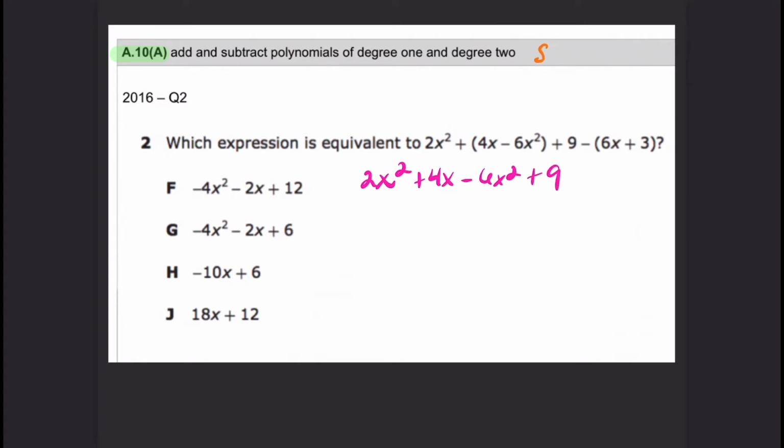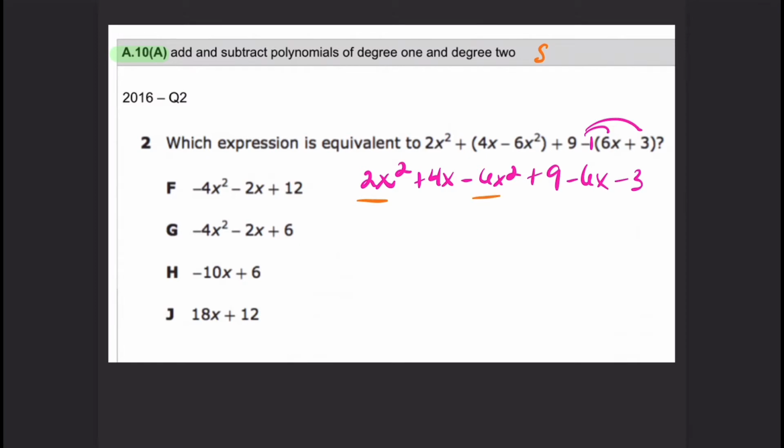Bring down the plus 9, but for this set of parentheses we have to distribute a negative 1. Don't forget that, and we are going to distribute that into everything inside the parenthesis. So negative 1 times 6x is negative 6x. Negative 1 times 3 is negative 3. All we have to do now is combine like terms, and we are done.